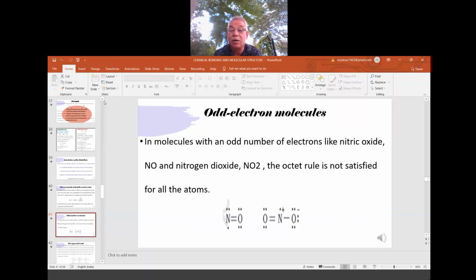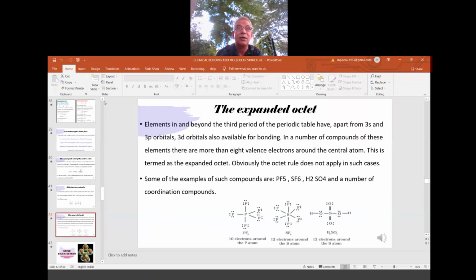In molecules with an odd number of electrons like nitric oxide, NO, and nitrogen dioxide, NO2, the octet rule is not satisfied. Please see nitric oxide, N double bond O, where we have an odd number of electrons, where on the nitrogen a single electron is there. On the nitrogen you can see the above 2 electrons and the below one single electron, and in between 2 bond pairs equal to 4 electrons, 4 plus 2, 6 plus 1, only 7 is there. So that means nitrogen is an odd electron system. In the same way, nitrogen in NO2 is also an odd electron system. So being odd, they are stable. So again, an exception for the octet.